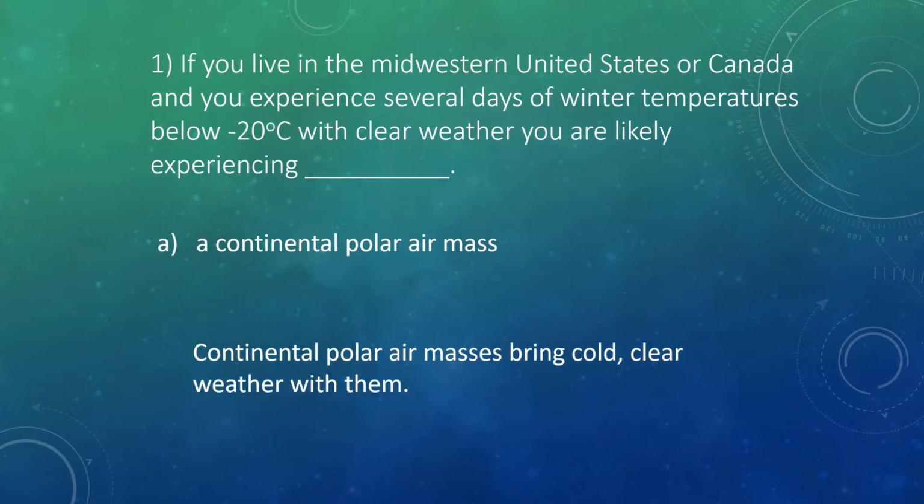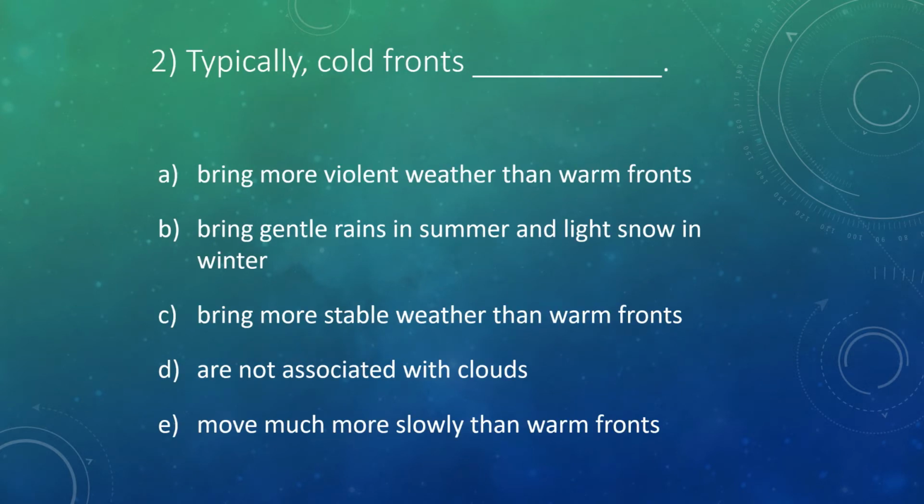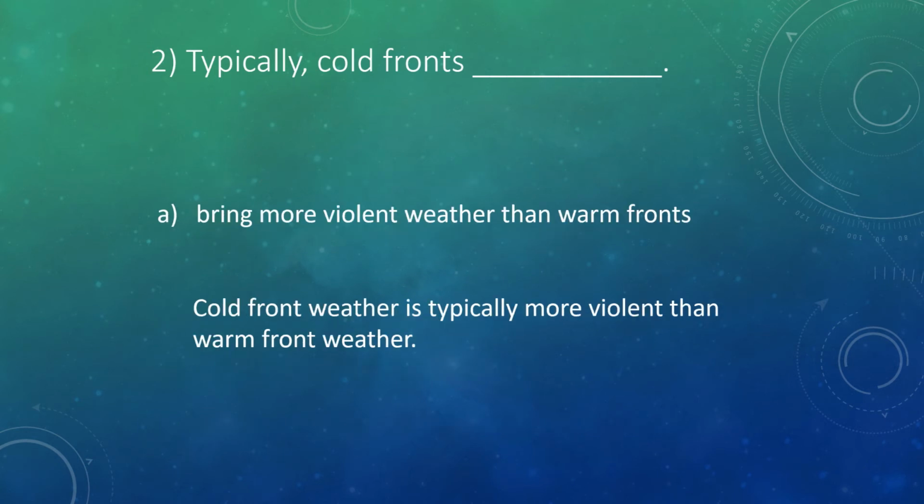Okay. In this case, because it's so cold and you have constant clear weather, it's a continental polar air mass. These are the air masses that bring cold weather and clear weather with them for quite some period of time. Number 2, typically cold fronts blank. All right, in this case, because the cold fronts are advancing with a very steep angle and they move faster, the air is rising more violently in the region around a cold front, and as a result, it brings about more violent weather than the warm fronts do.